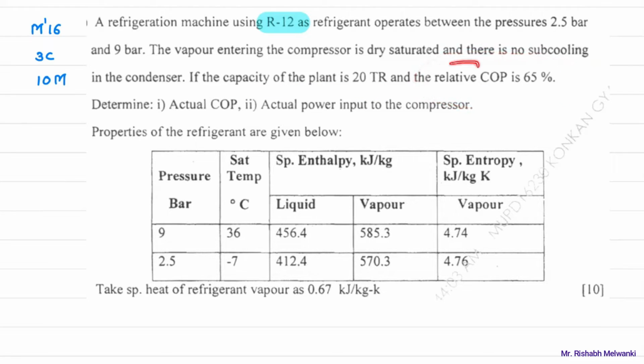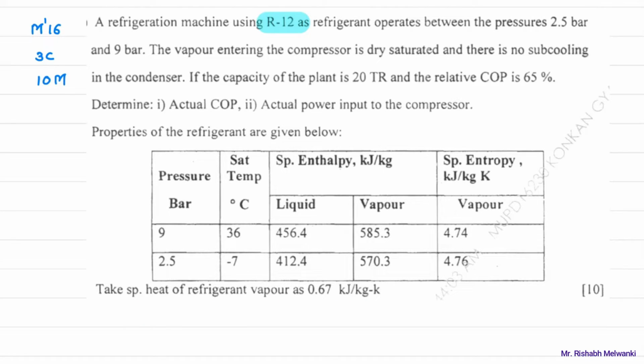Okay, so some new term is introduced over here. We have to determine the actual COP and actual power input to the compressor, and the properties of the refrigerant are given over here. And here it is mentioned to take the specific heat of refrigerant vapor as 0.67 kilojoule per kg Kelvin.